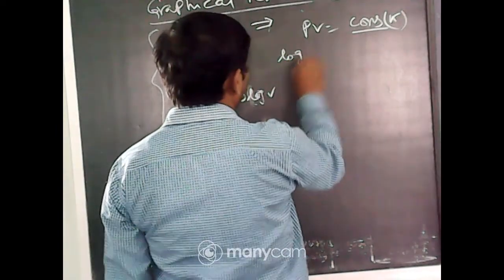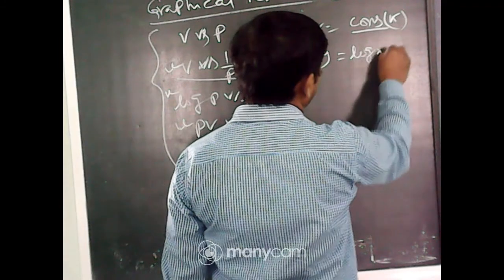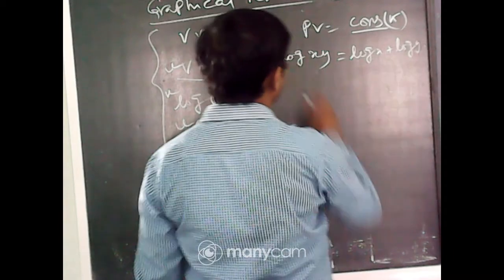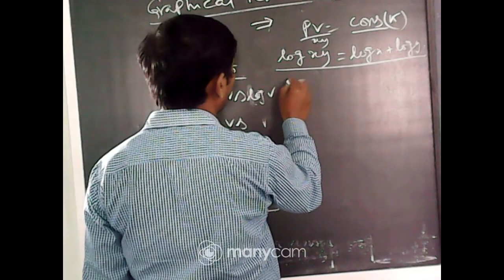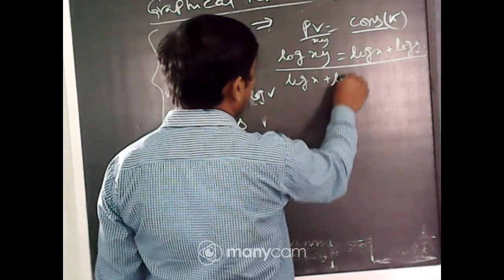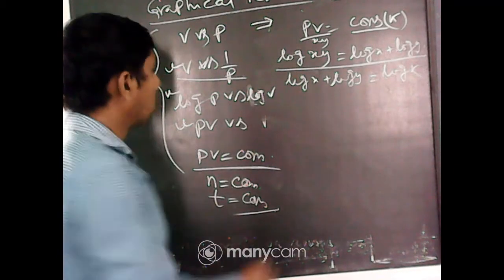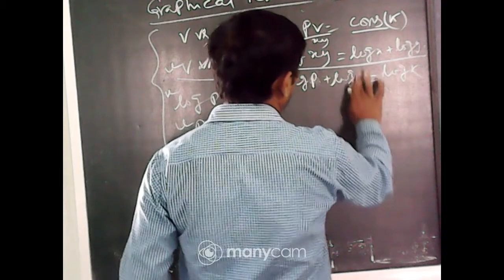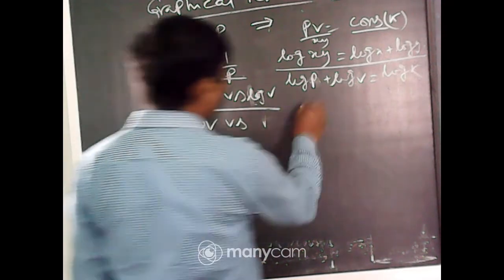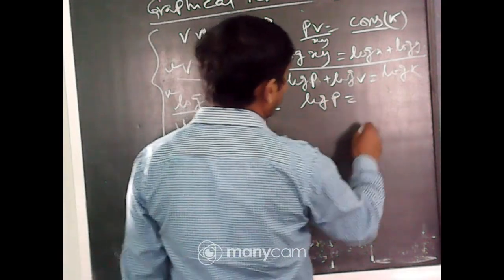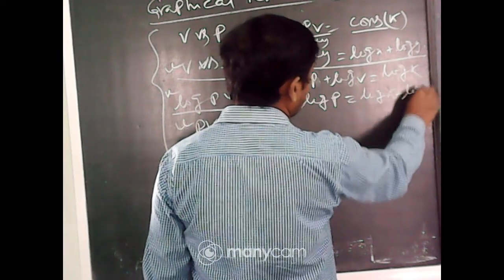So, log of xy equal to log x plus log y. It is the expansion of this. So, these are assumed as xy and taking logarithm on both sides, log of x plus log of y equal to log of k. Now, here log of p plus log of v. Now, we want to plot log p versus log v. So, log p equal to log of k minus log v.